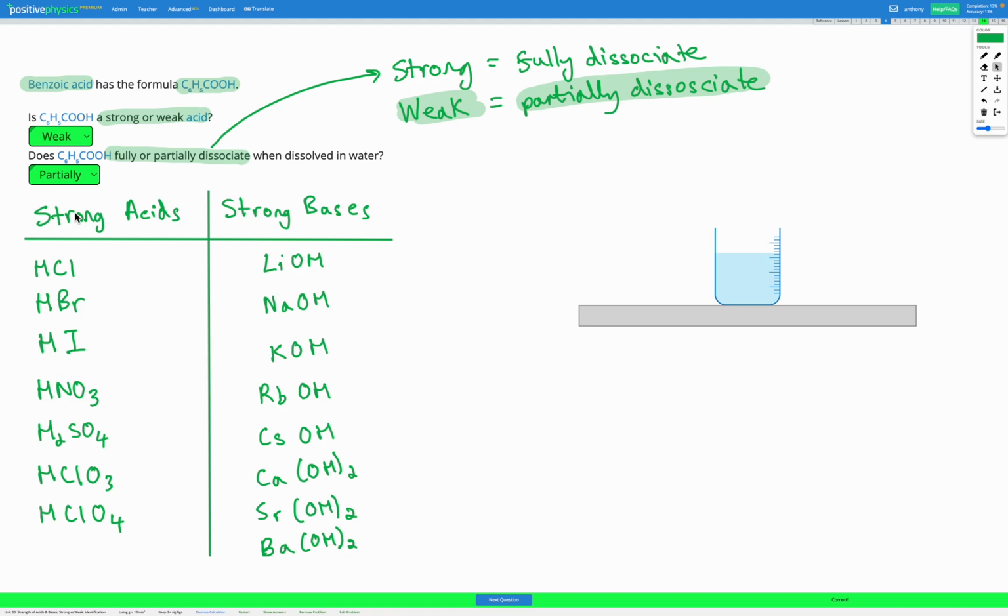So these questions are really straightforward. Literally all you need to do is compare the formula given with our list here. If it's not on our list, it's not strong, it's weak. If it is on our list, then it's strong. And remember, strong acids and bases fully dissociate when dissolved in water, and weak acids and bases only partially dissociate when dissolved in water.